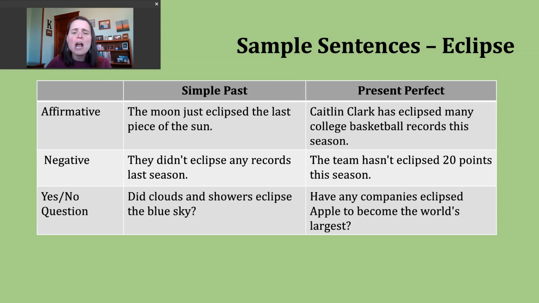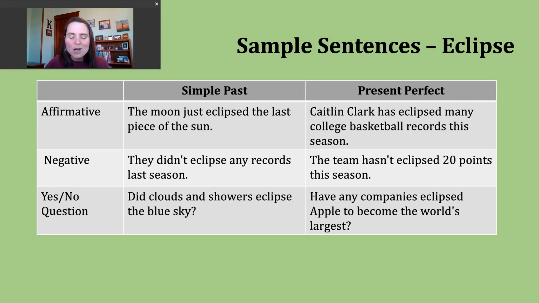Did clouds and showers eclipse the blue sky? Okay, so here we might be going to that second definition where we talked about obscuring or maybe darkening, right? So maybe it's a really pretty day. You see this lovely blue sky, but then all of a sudden, right, clouds roll in, maybe it starts to rain, and it sort of obscures or darkens the sky.